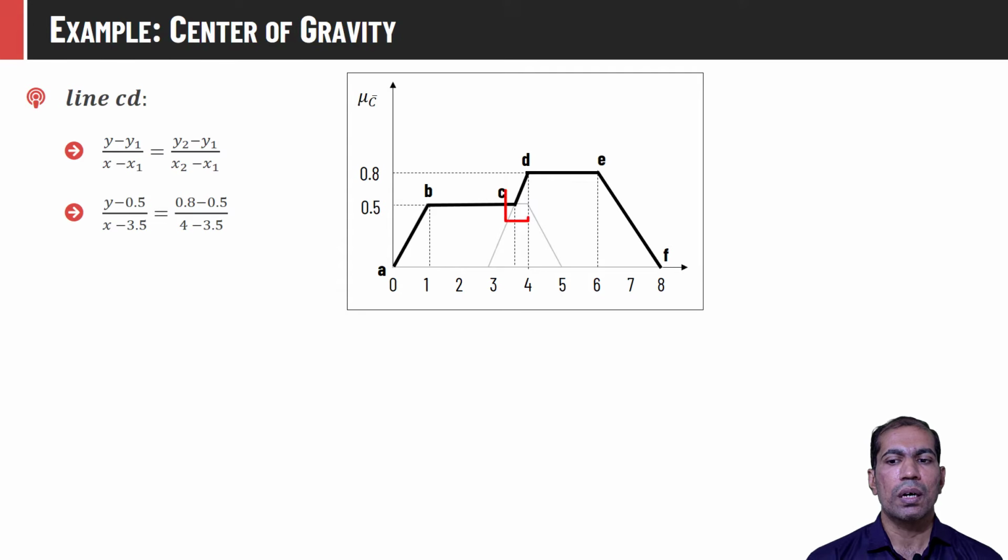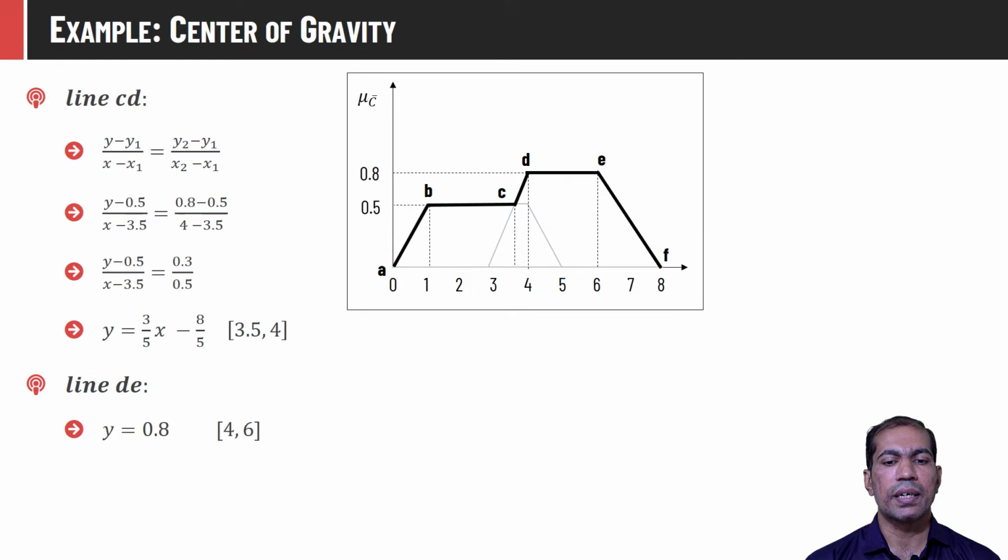For CD, (x1, y1) would be (3.5, 0.5) and (x2, y2) would be (4, 0.8). When we put those values, we get y equal to 3 by 5 x minus 8 by 5, and that line varies from 3.5 to 4. The equation of line DE would be y equal to 0.8 because line DE is a horizontal line having a constant value, so it is independent of x. So y will be 0.8 and that line ranges between x equal to 4 and x equal to 6.